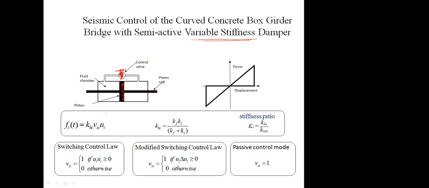This device works passively, actively as well as semi-actively. When VSI is equal to 1 or 0, this is the control force. When we take it as 1 or 0, it shows that the wall is open or the wall is closed.